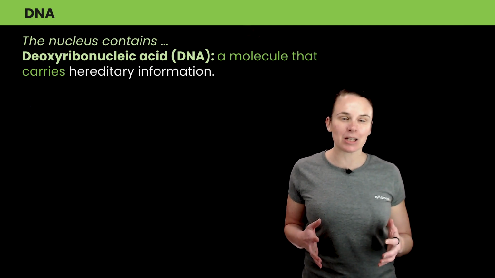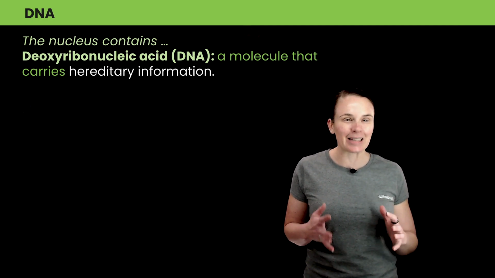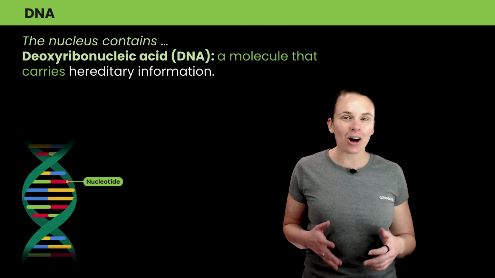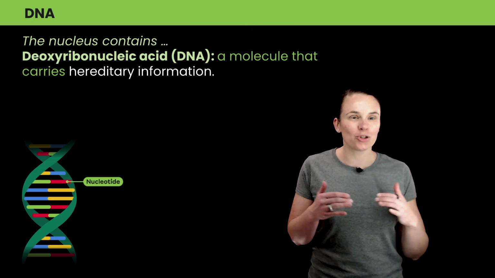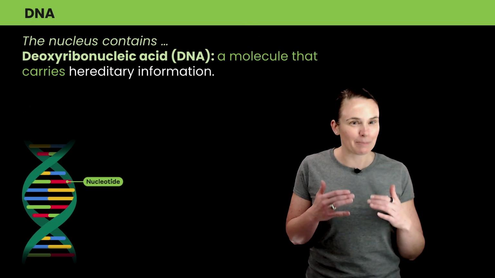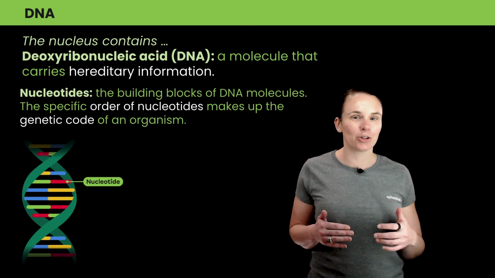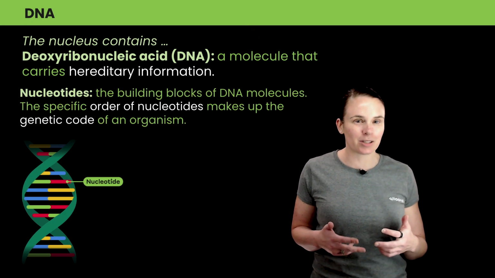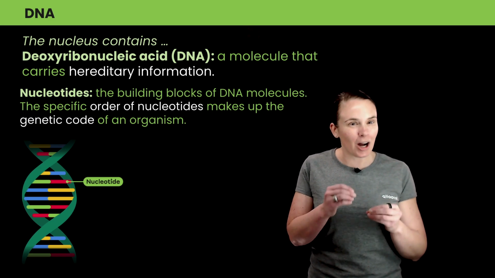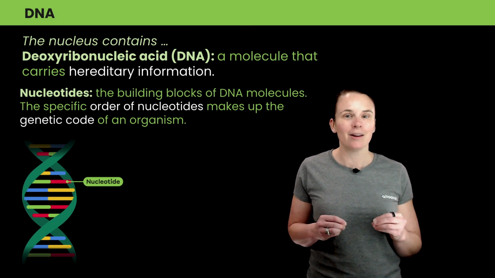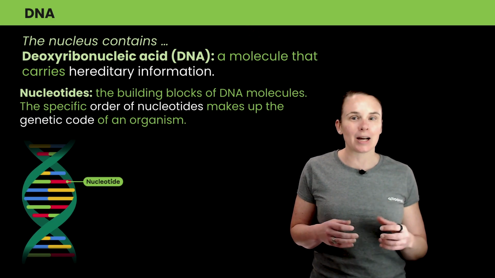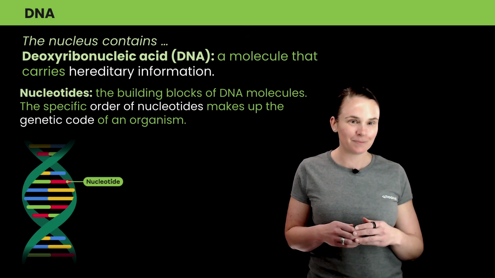And what's cool about DNA is that it looks like a ladder that's twisted, and we call it a double helix. And so you see that the ladder parts are joined together by pieces, like puzzle pieces, and those are called nucleotides. And they're the building blocks of DNA molecules. And the combination of those nucleotides are what make you you, what make you unique. So the specific order of the nucleotides makes up your genetic code.